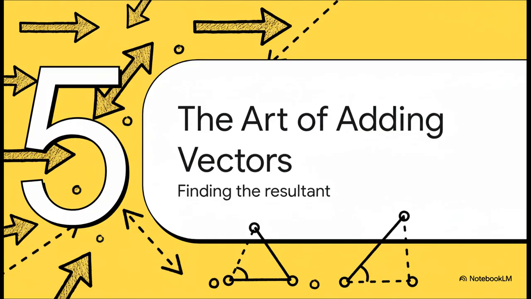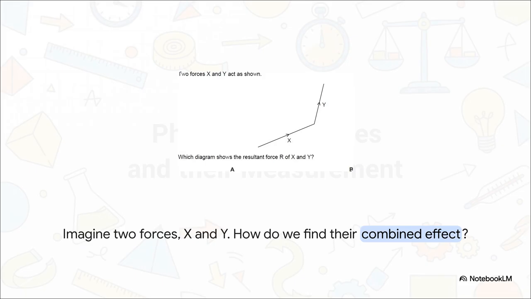Now, since vectors have direction, you can't just add them together like regular numbers. Nope. There's a special technique, a kind of art, for figuring out their combined effect. So let's imagine an object that's being pulled by two different forces at the exact same time. We'll represent them with these two arrows, force X and force Y. The big question is, how do we figure out which way the object is actually going to move?